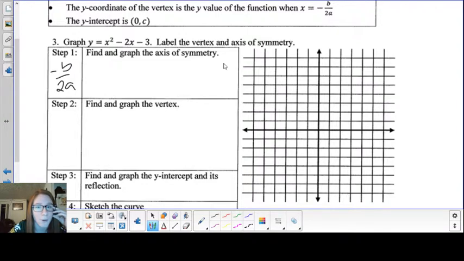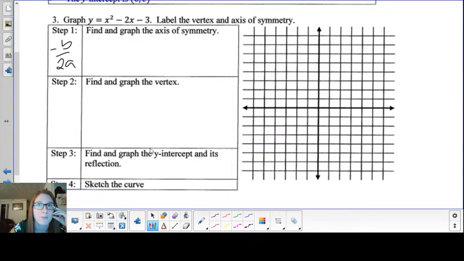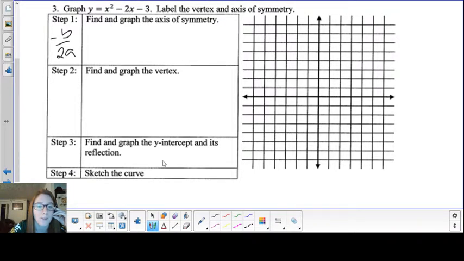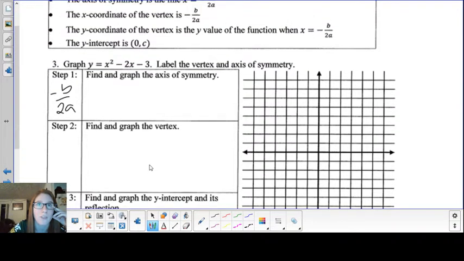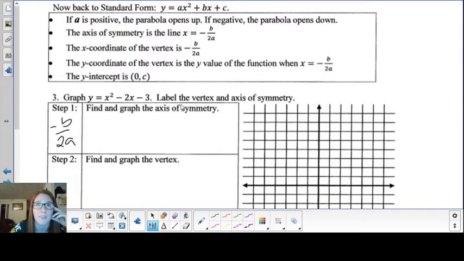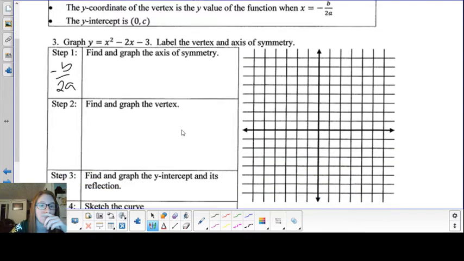After that, whatever x value we get here, we're going to plug it in here. We're going to find that intercept, and then we're going to sketch it. So, that's what all this stuff is saying. One step at a time.